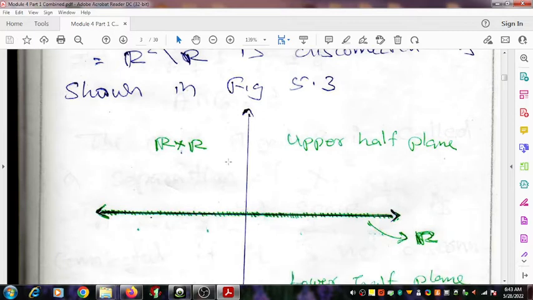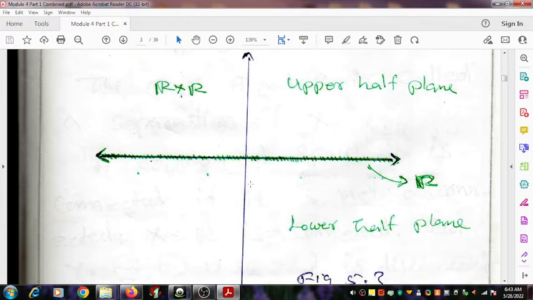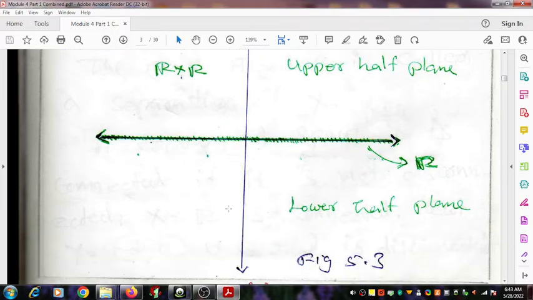Why is it a disconnected space? It's because this is the entire space R2, that's R cross R, and we remove the real line from R2, and thus we get the upper half and the lower half.